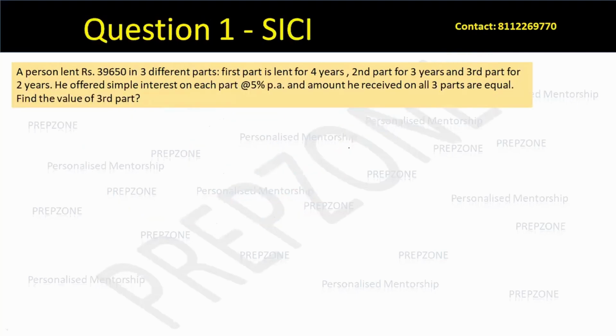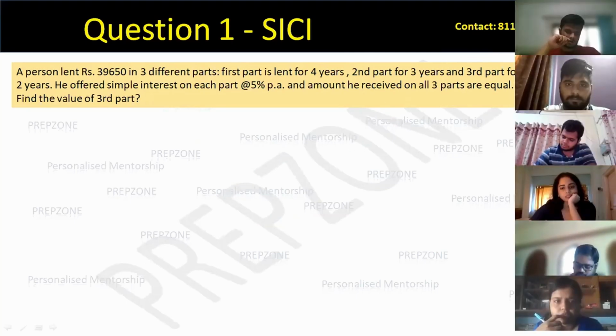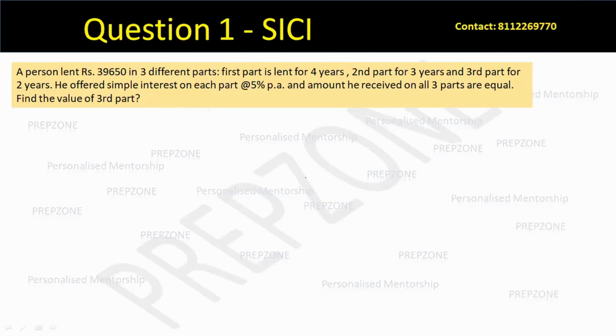Let's solve this one. This is the very first question of SICM. Let's go step by step. ठीक है, तो क्या बोला है क्वेश्चन में? Question says a person lent rupees 39,650. Okay, in 3 different parts. Okay, say first part है कुछ, say this is P1. Second part है, say this will be P2. P1 को 4 साल रखता है, P2 को 3 साल रखता है. Third part is P3, which is for 2 years.